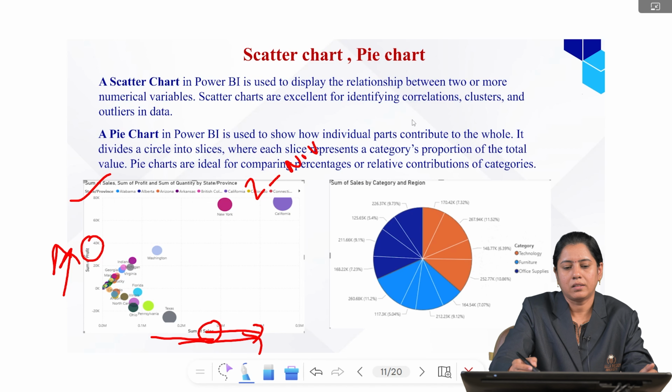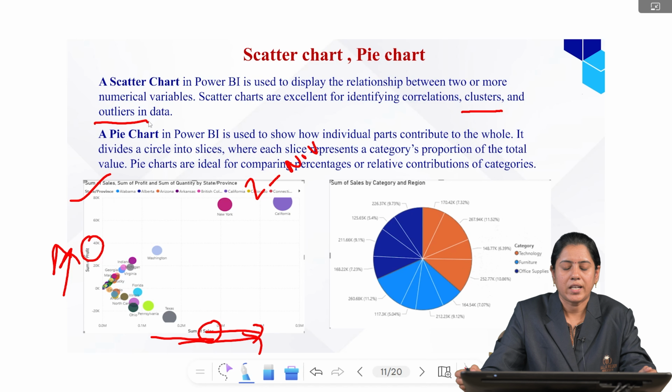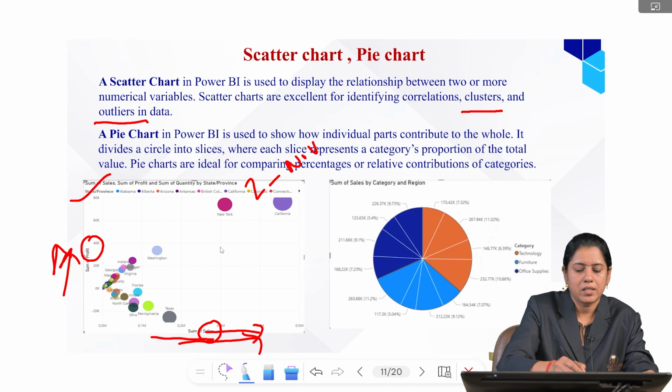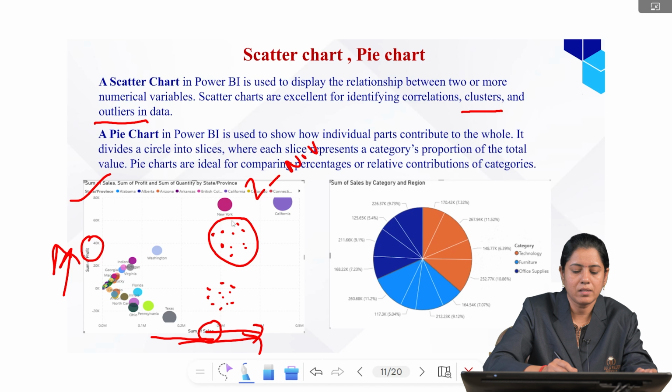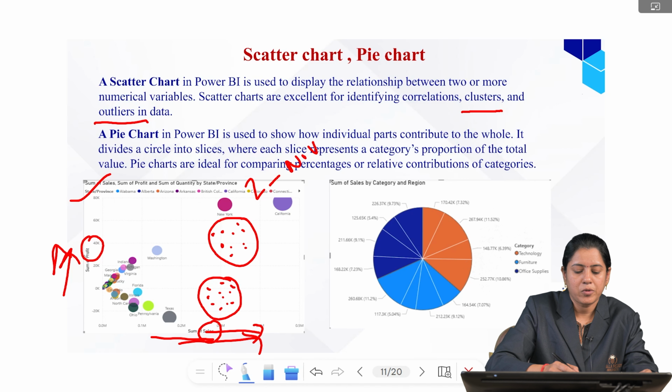Along with that, the scatter plot also tells us cluster information and outlier information. A cluster means a group of points which have similar properties. For example, in this diagram, if you have dots like this, it means all these dots have similar properties and all these points have similar properties. Suppose sales in this range have profits in this range.